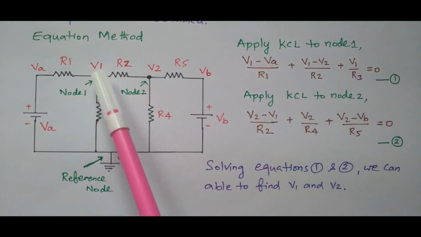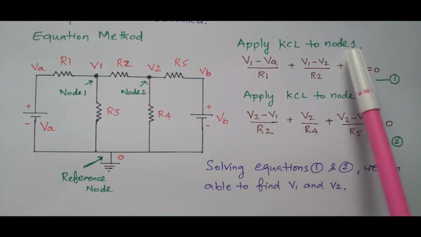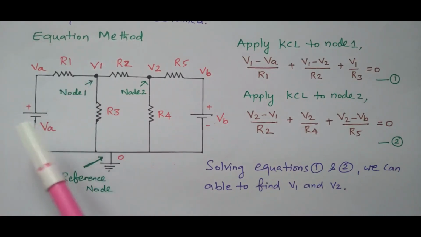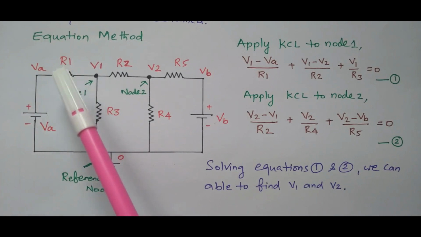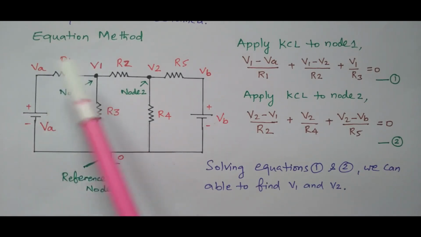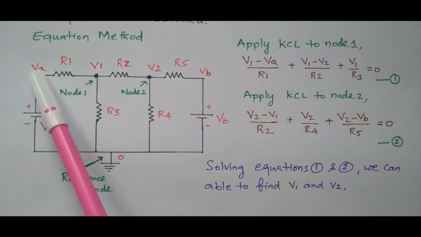Always we need to refer to node 1, because we are going to apply Kirchhoff's current law at node 1. So V1 minus VA is the voltage across R1. Right? So we need to find the current through R1. Current I equals V by R. V is nothing but V1 minus VA, because R1 is connected between node 1 and the supply voltage.